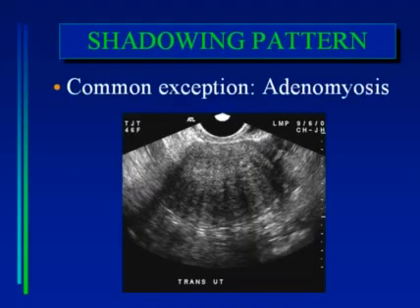Now, this shadowing pattern, the recurrent shadowing pattern, is very typical of fibroids, but it's not completely specific, and probably the most common exception is to see this shadowing pattern in the setting of adenomyosis. This is a patient who has the shadowing pattern but does not have a focal mass. Rather, the pattern is diffuse, the abnormality in the uterus is diffuse, and when you don't see the shadows coming from a focal mass, consider the possibility of adenomyosis.